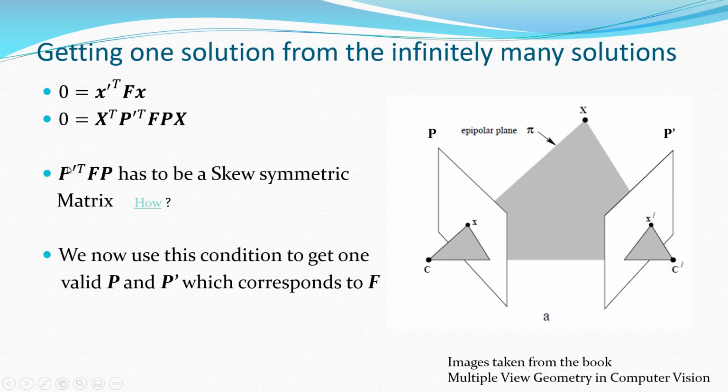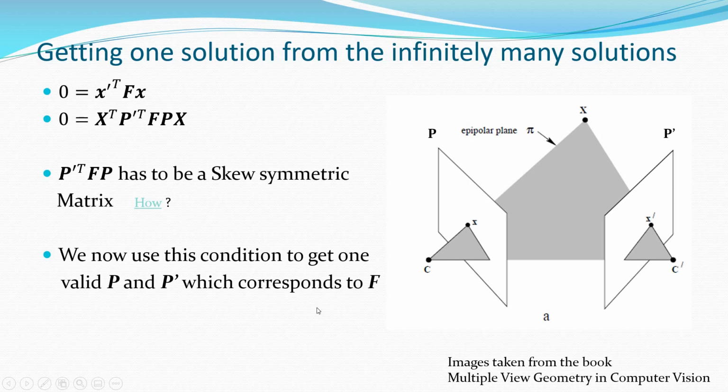So hence if P dash and P belong to this fundamental matrix, then this product should be a skew symmetric matrix. That is the first result that we have. So we are going to find out this P dash and P from this result that we have.